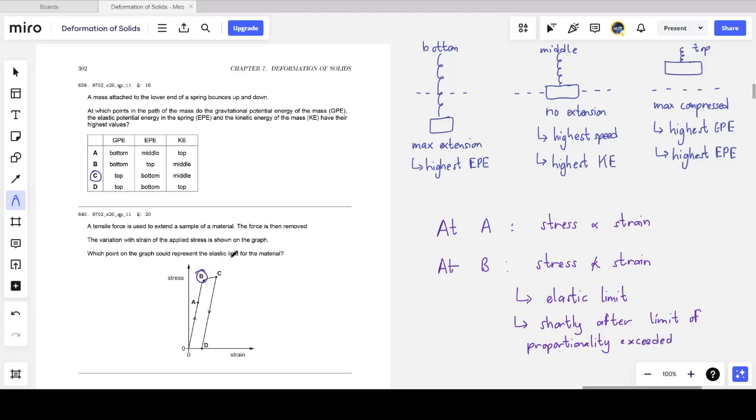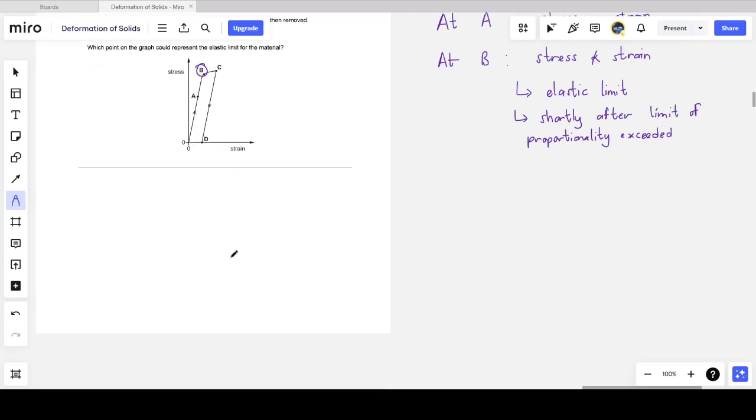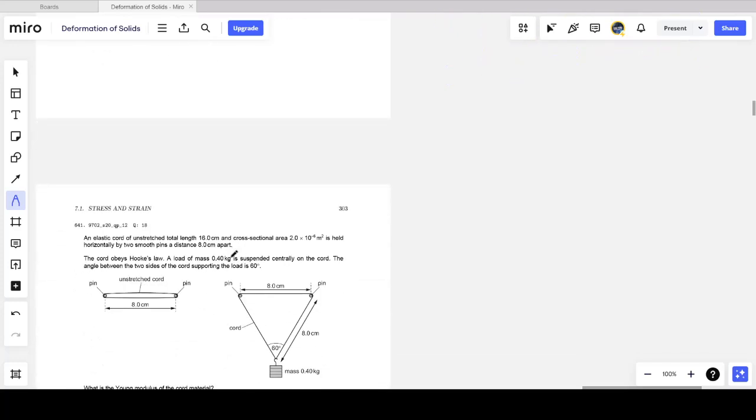Option C is well past the elastic limit. We're definitely not going to get the spring back to its original shape at point C. And at D, the object has now undergone plastic deformation. It's not going to go back to its original shape at all. In fact, the stress has been removed and it's still extended over its previous original length. So for that question, the correct answer was option B.